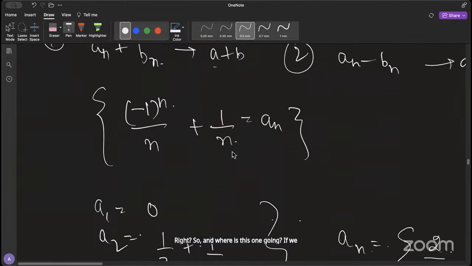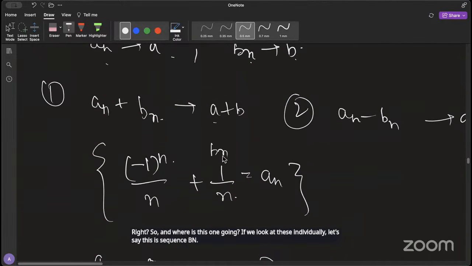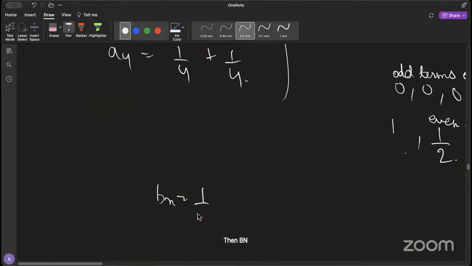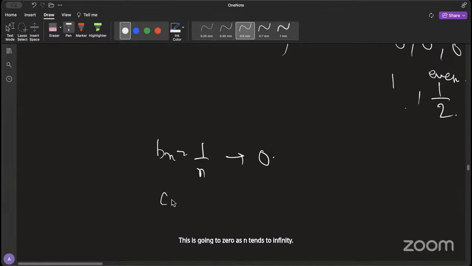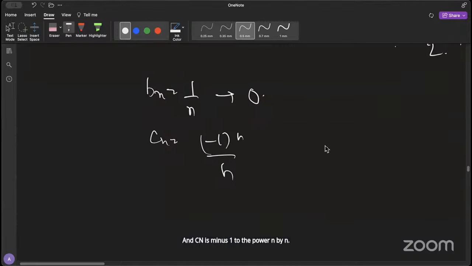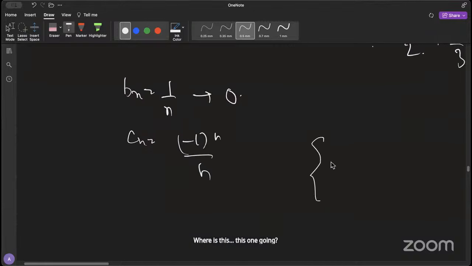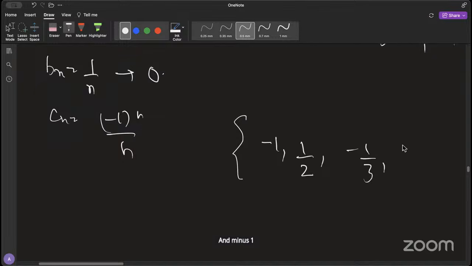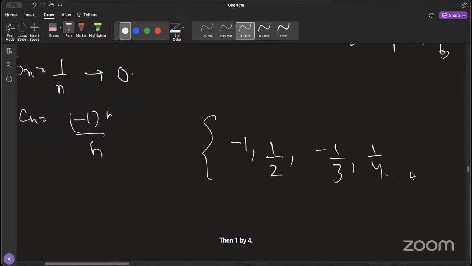So where is this one going? If we look at these individually, let's say this is sequence Bn and this is sequence Cn. Then Bn is 1 by n and it's going to 0 as n tends to infinity. And Cn is minus 1 to the power n by n. Where is this one going? This is minus 1, then 1 by 2, then minus 1 by 3, then 1 by 4. Where is this sequence going?